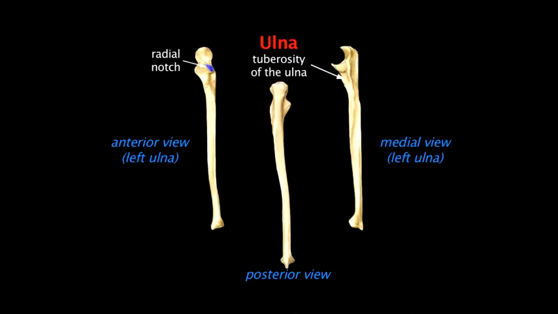At the distal end or inferior end, there are only two structures, the head of the ulna here and the conical styloid process. Please note, the styloid process of radius is located laterally and the styloid process of ulna is located medially.